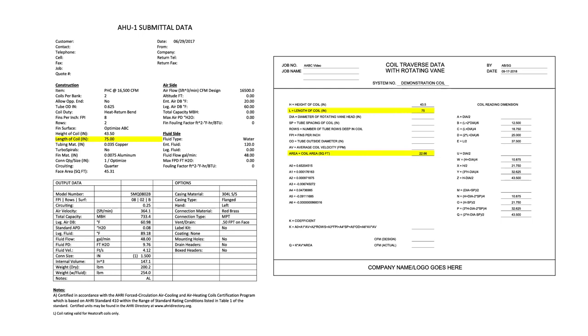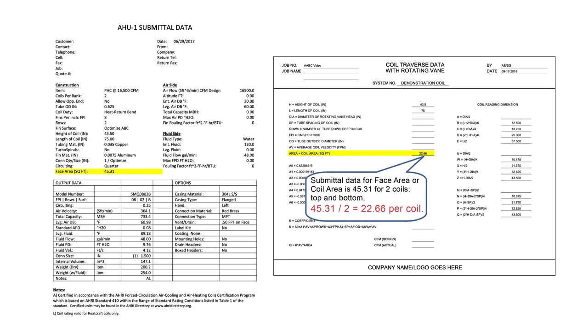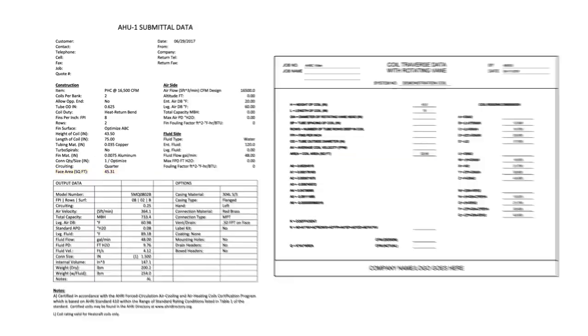Verify the coil area with the submittal data sheet. On the AHU-1 submittal data sheet, face area is documented as 45.31 square feet for two coils, top and bottom. Therefore, each coil's face area or coil area is 45.31 divided by 2, which is 22.66 square feet for the top coil and 22.66 square feet for the bottom coil.